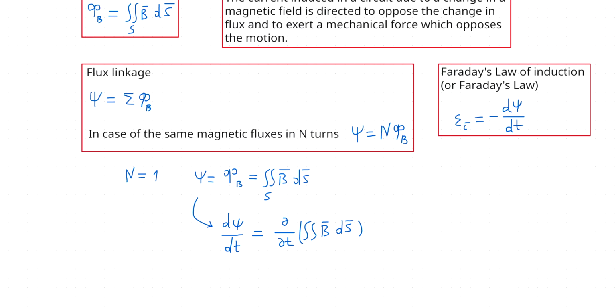And we can change places of integral and derivative, and it means that we obtain the integral of the partial derivative of vector B with respect to t, dS. Here we have dS.